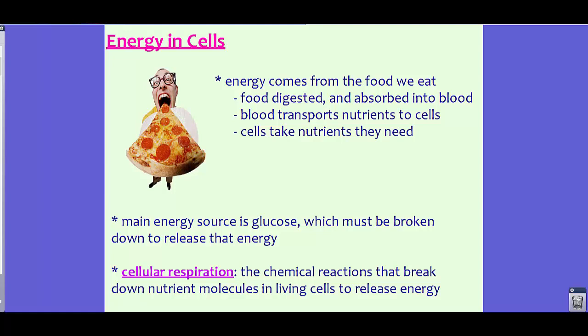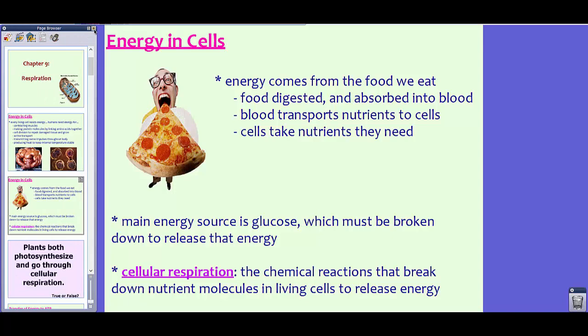Now at this point I want to make sure that you understand that cellular respiration is not breathing. They are two separate processes. Cellular respiration happens at a cellular level. And yes, one of the byproducts of cellular respiration is carbon dioxide. But cellular respiration and breathing are completely different. So please don't automatically assume that if something's going through cellular respiration that it's breathing.